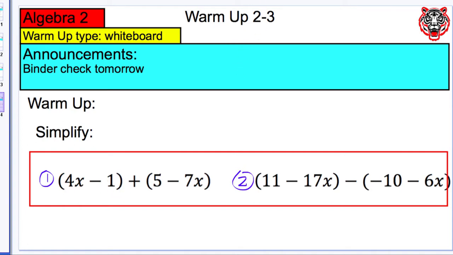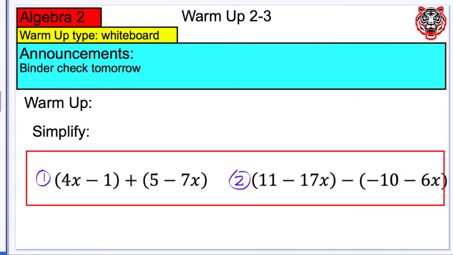Alright, so you have unpaused the video now, and I should move this a little bit over here. How do I do this? Well, I need to add 4x and this negative 7, so that's going to be a negative 3x. And then I need to add this negative 1 with this 5, and that is a positive 4. So the answer for number 1 is negative 3x plus 4. I do prefer having the variable first and then the constant.